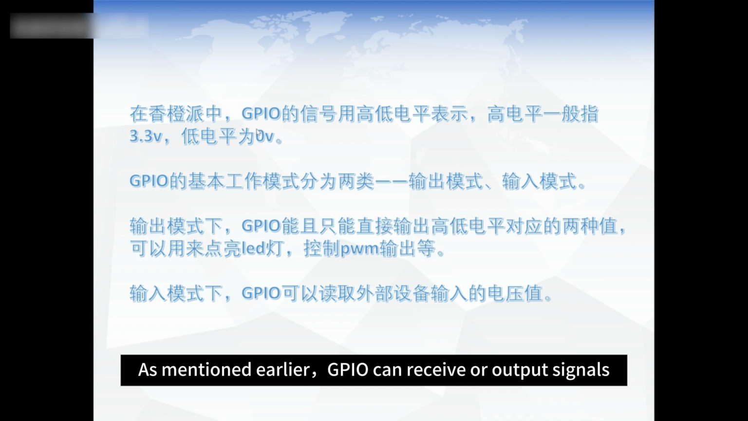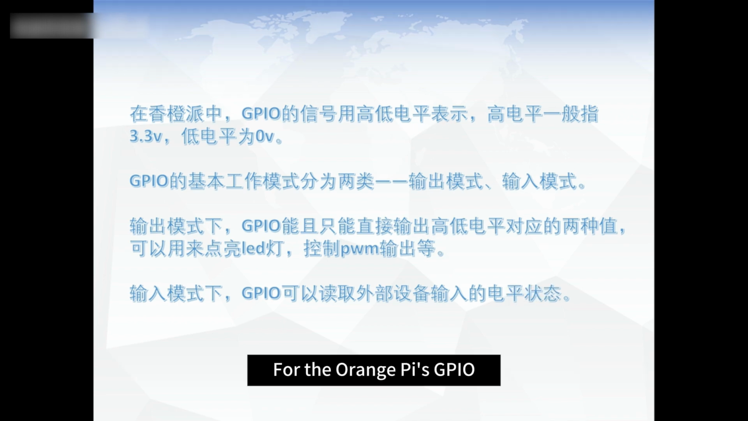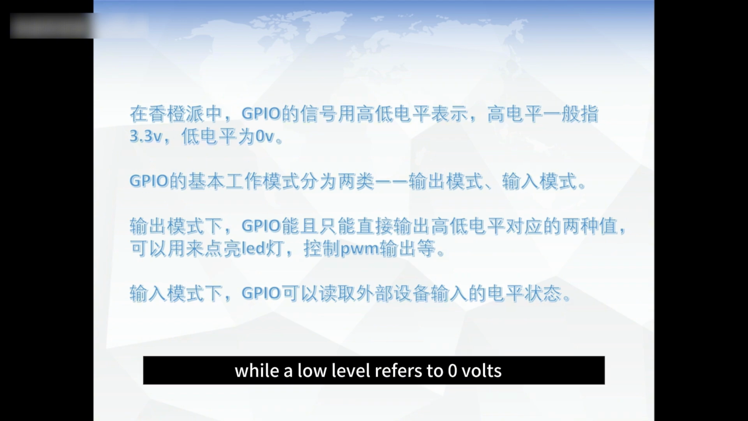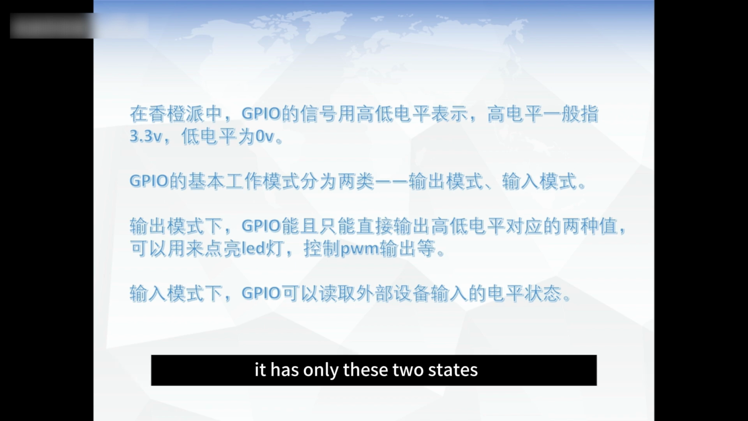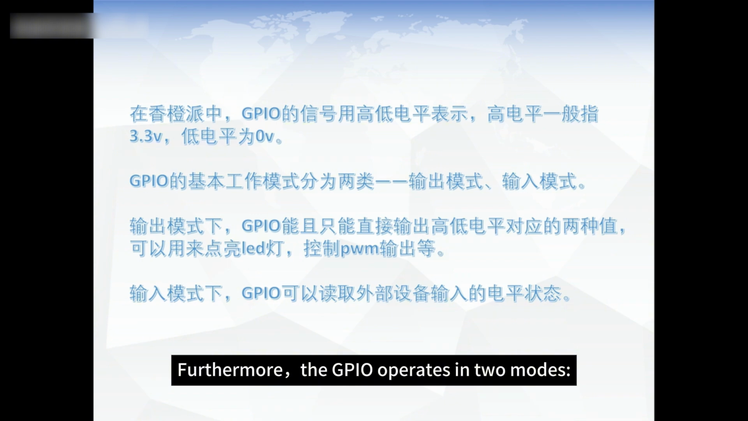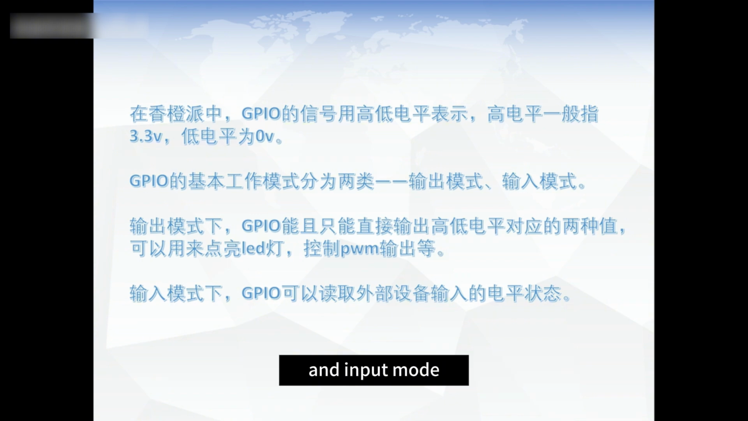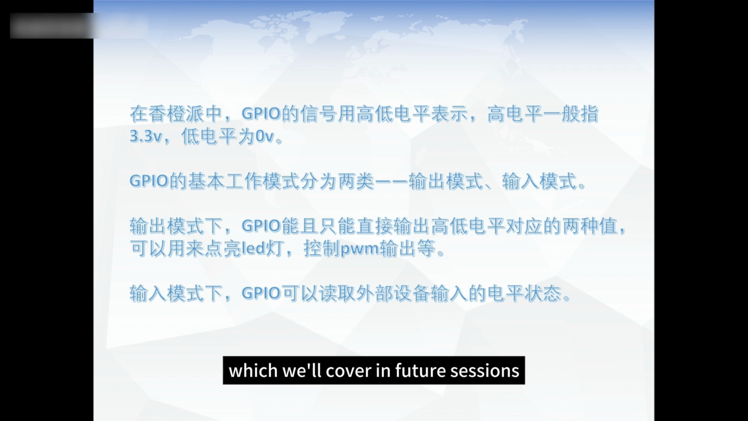As mentioned earlier, GPIO can receive or output signals. In the OrangePi, signals are represented by high and low levels. What do these levels mean? For the OrangePi's GPIO, a high level refers to 3.3 volts, while a low level refers to 0 volts. This is because GPIO can only output voltages of 3.3 volts or 0 volts. It has only these two states. We call 3.3 volts a high-level state, and 0 volts a low-level state. Furthermore, the GPIO operates in two modes, output mode and input mode. Of course, both modes have numerous related subtypes, which we'll cover in future sessions.